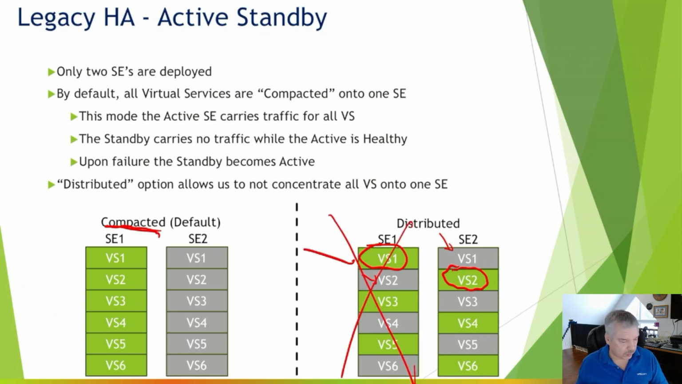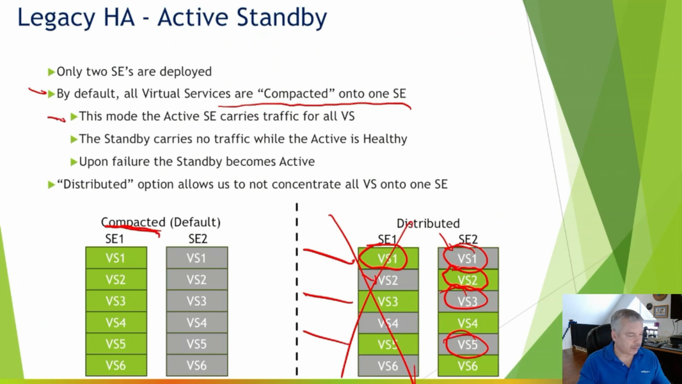We lost virtual service 1, 3, and 5. So they'll become active over here on this one, all right? So very simple. This comes with the basic license. By default, all virtual services are compact onto one SE. That's active standby. In this mode, the active SE carries all traffic. The standby carries no traffic. Upon failure, it becomes active.